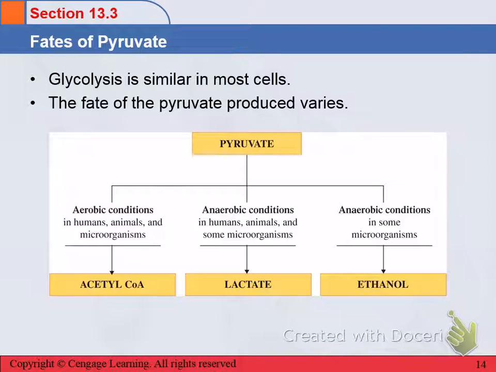So pyruvate, what does pyruvate do? Under anaerobic conditions, it makes lactate; under aerobic conditions, it makes acetyl-CoA. And acetyl-CoA goes into the Krebs cycle, and in the Krebs cycle ultimately produces NADH, and ultimately that produces ATP. We'll talk about the economics of it, because that's what biologists seem to really love.